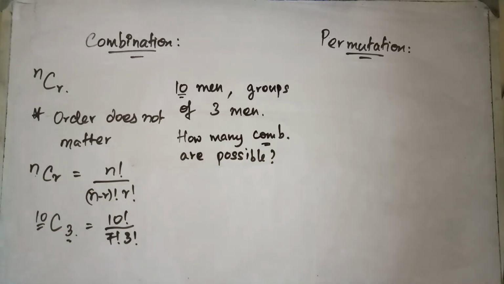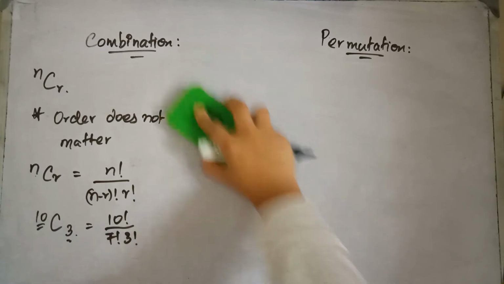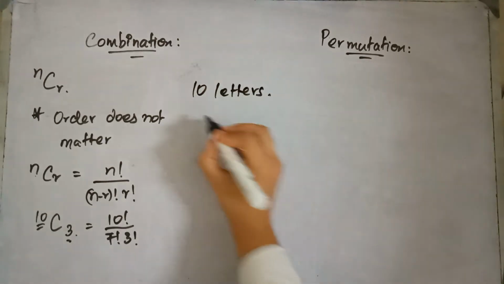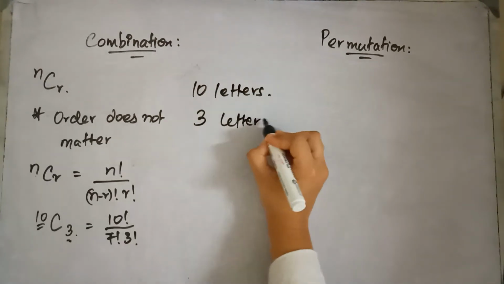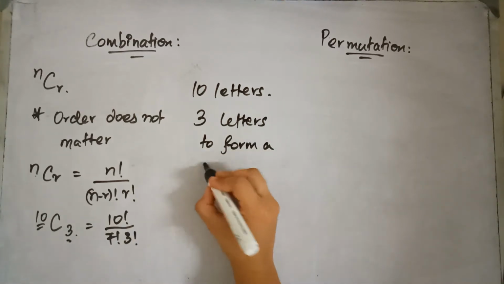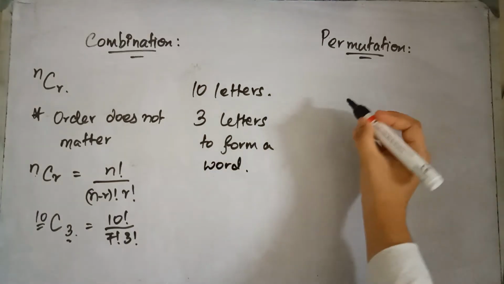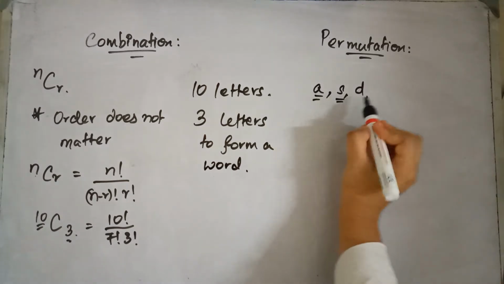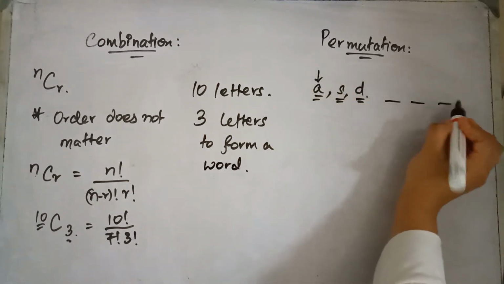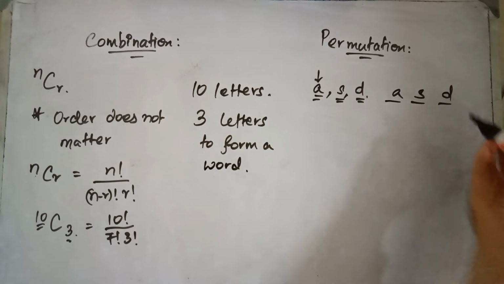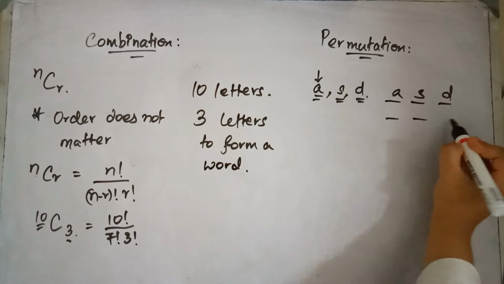Now let's look at permutation. An example of a question for permutation will be, let's say there are 10 letters of the alphabet and I am choosing 3 letters to form a word. How many possible combinations are possible? In this case, if I am choosing A, S and D, these are 3 letters, but I am choosing A first. So A goes here, then I am choosing S. Then I'm choosing D. So this is one word. It's not actually a word, but just an example. ASD, it's a word.